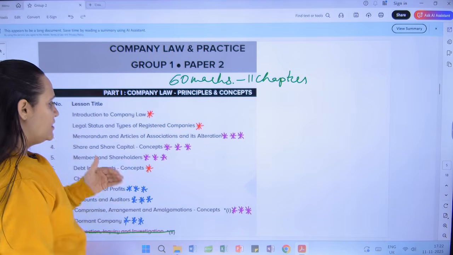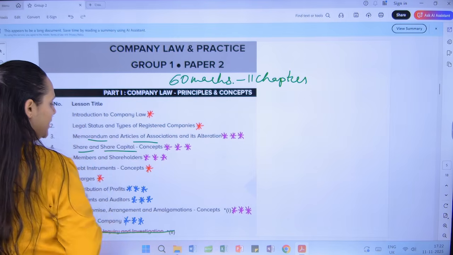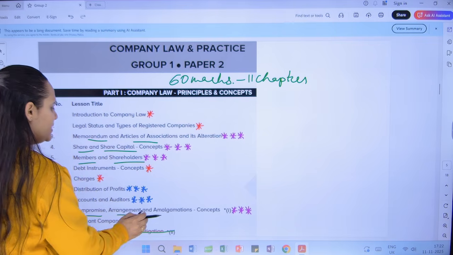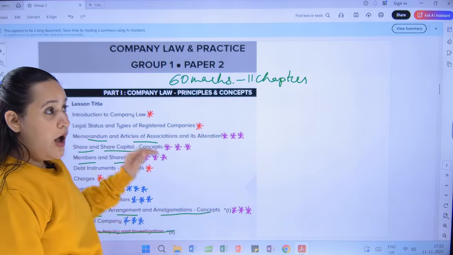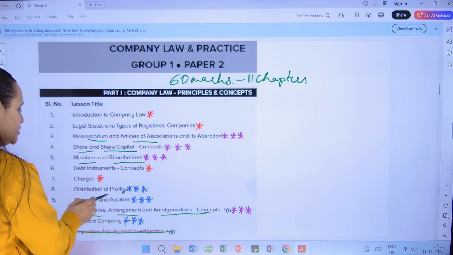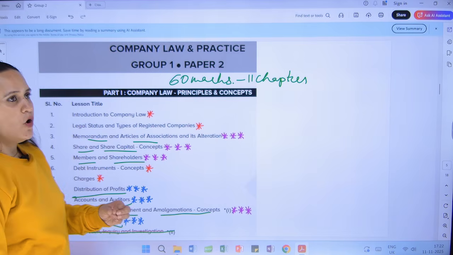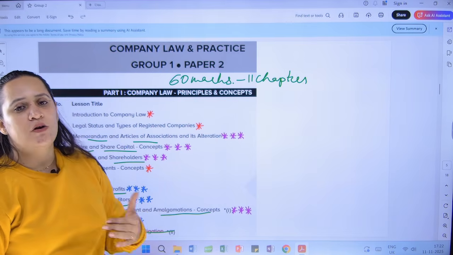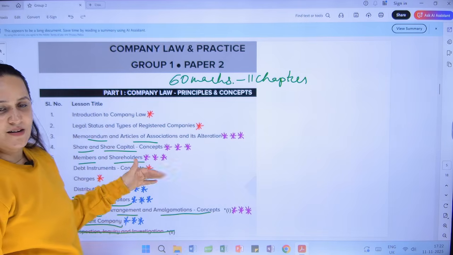I have segregated these chapters, the most important one being MOA, AOA, share and share capital, members and the shareholders, and compromise, arrangement and amalgamations. These are the important chapters that you should focus on. After you finish these chapters, you're going to focus on the chapter that is distribution of profits, accounts and auditors and dormant company. Dormant company is a very small chapter, but 100% you're definitely going to get a question from that particular chapter. So it comes under second important list.